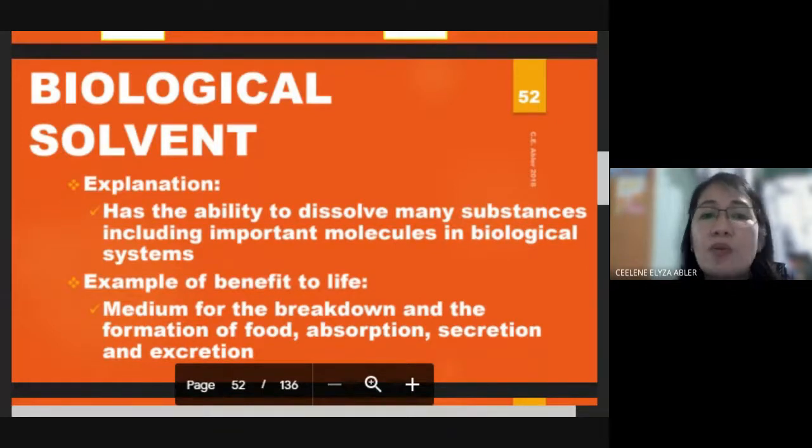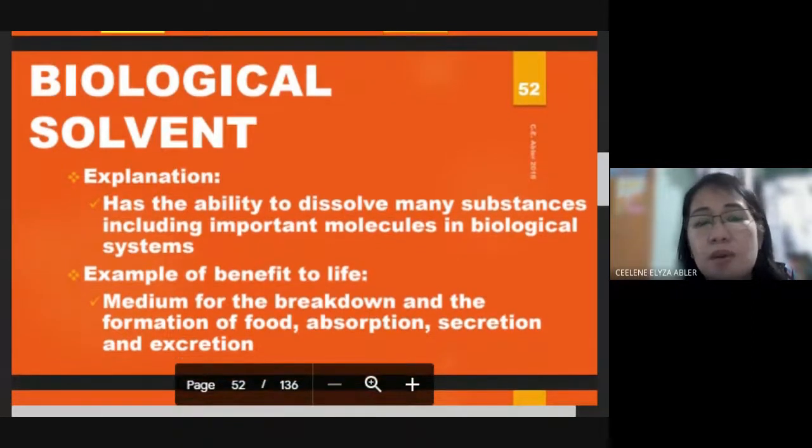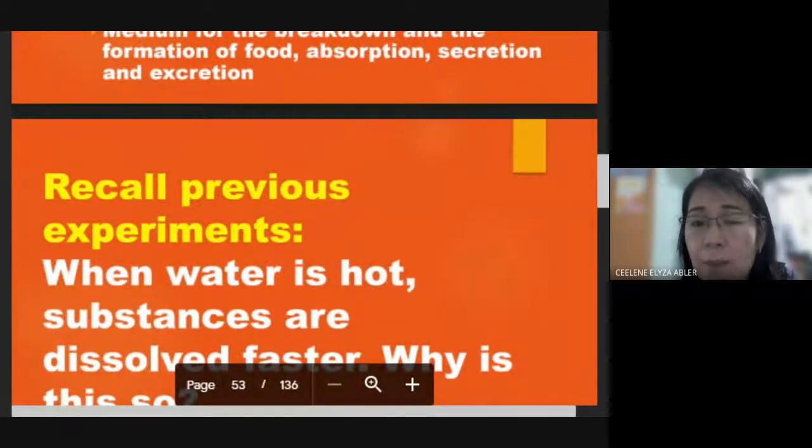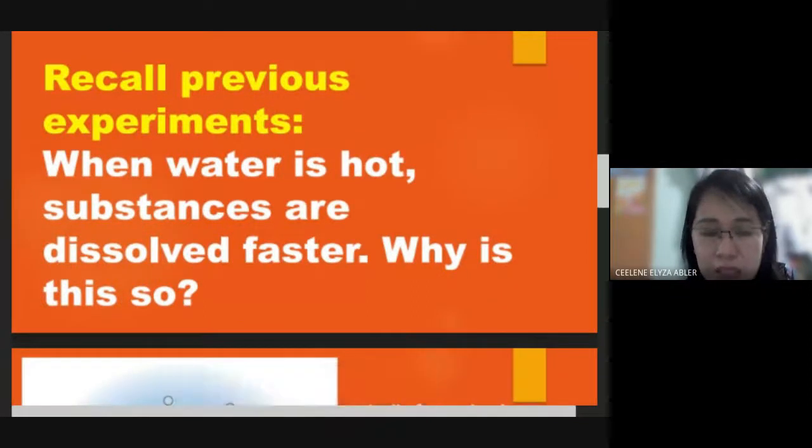Okay, so water is also considered as a biological solvent. So it can dissolve many substances. So for the breakdown of your food, absorption of your food through the lacteals or your bloodstream, excretion and secretion of your substances throughout your body. So si water ang parating ginagamit dyan.